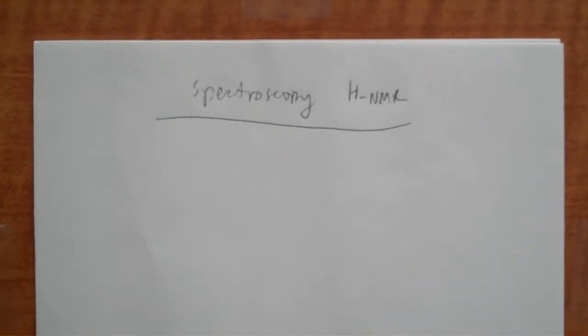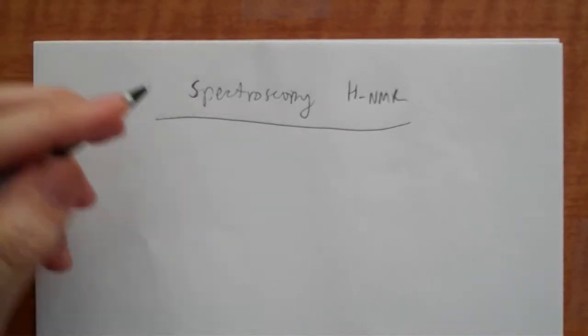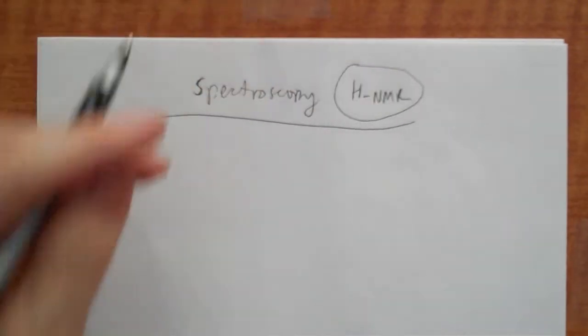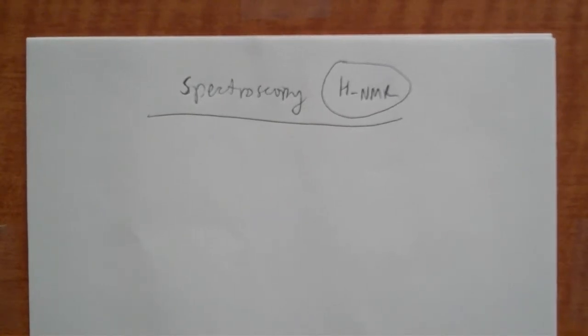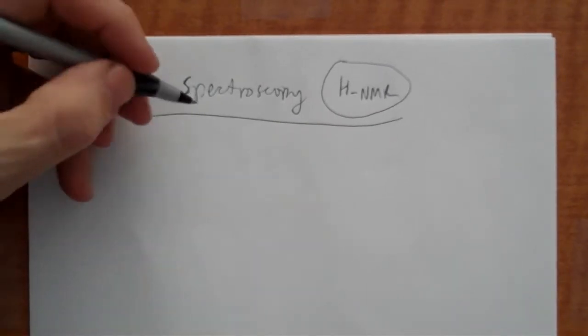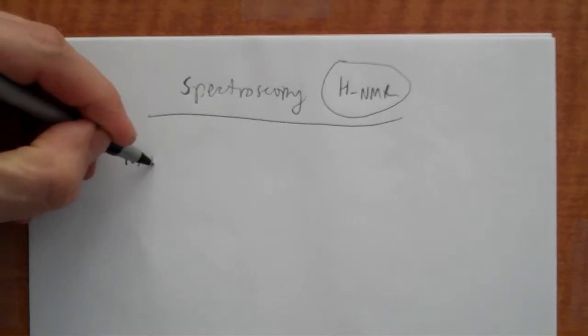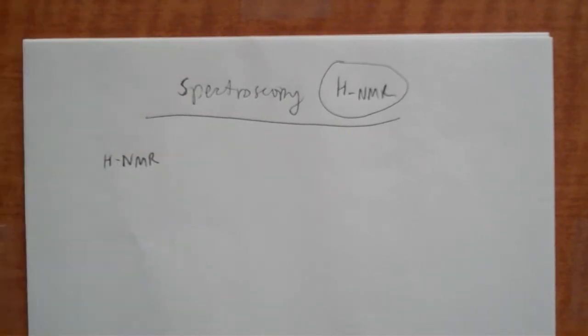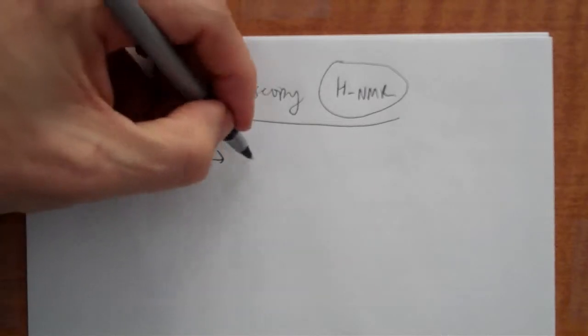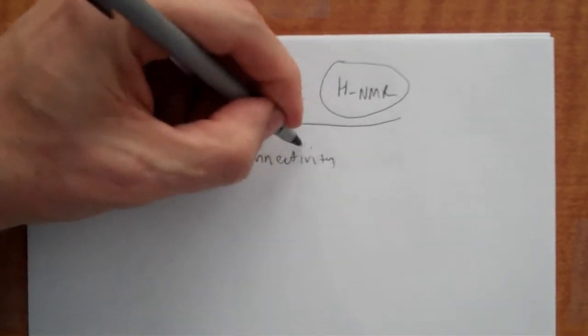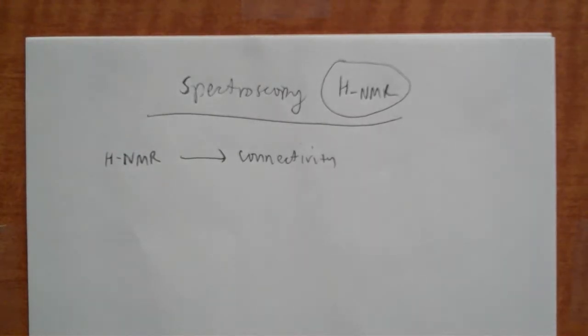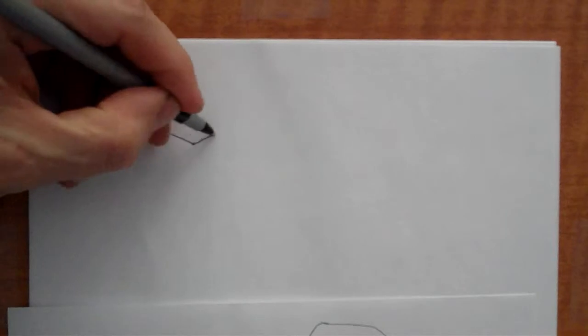So the topic of this video is spectroscopy, in particular proton NMR, and there are a couple different layers at which we want to look at this. First of all, we want to say, what does NMR tell us? NMR, in particular proton NMR, the main message we get from that is connectivity.